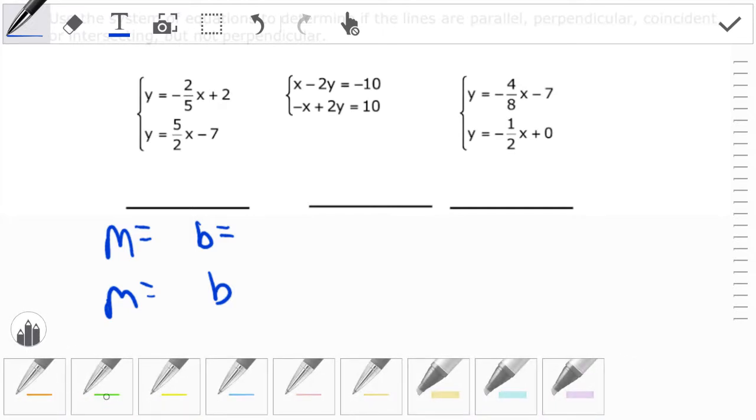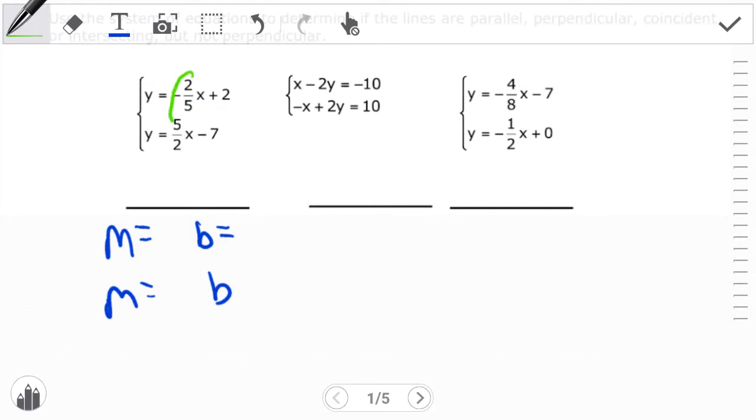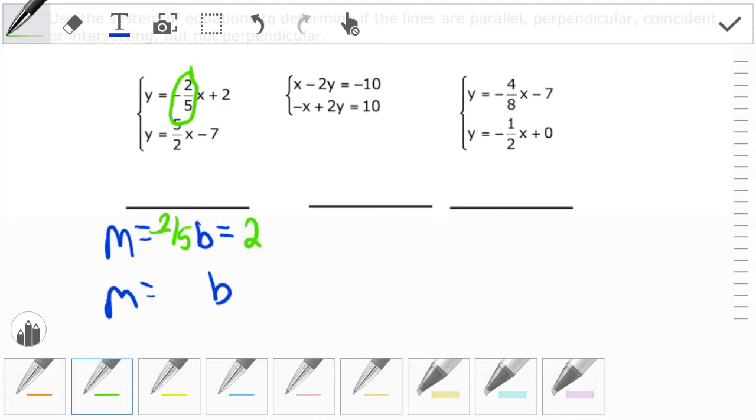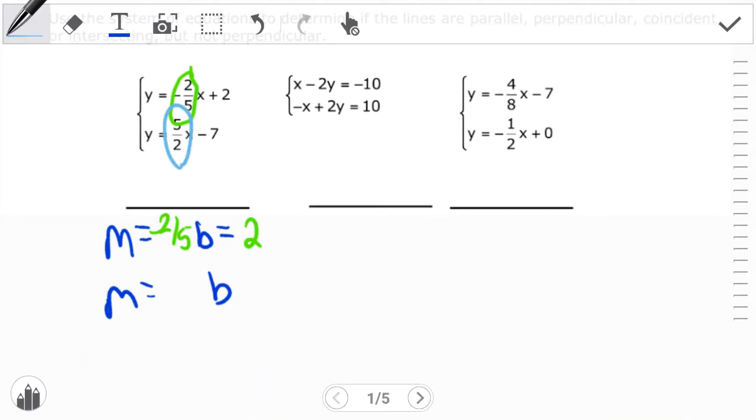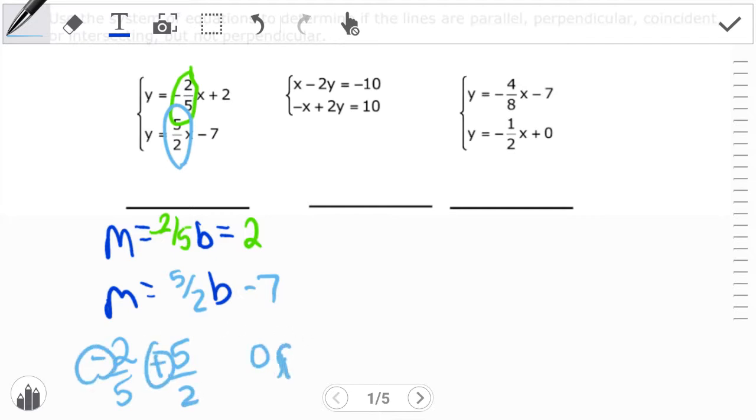All right, so if we look at the first example right here, our slope here is -2 over 5, and our y-intercept is 2. In the second one, our slope is 5/2 and -7. So if we look at -2/5 and 5/2, we see that they are opposites and they are reciprocals. So that automatically, without even needing to look at the intercepts, means that they are perpendicular.